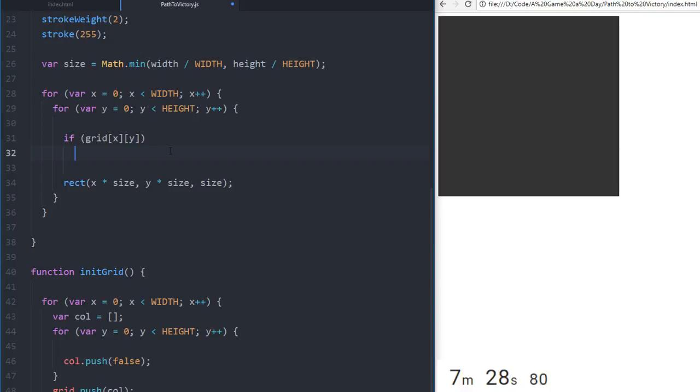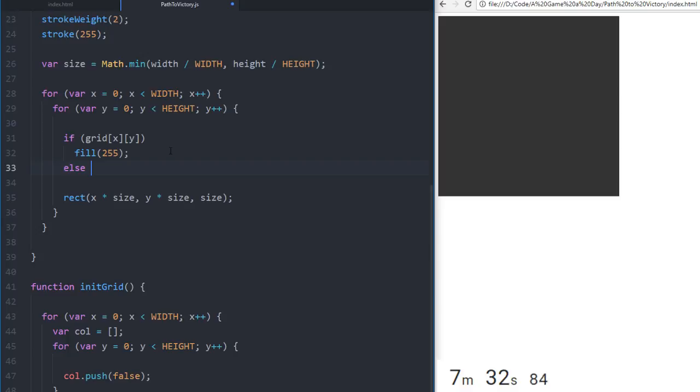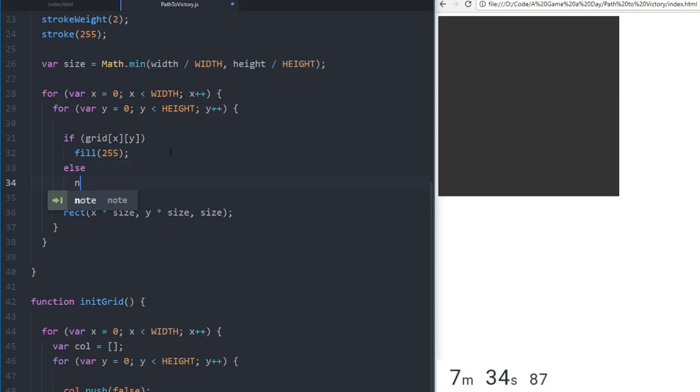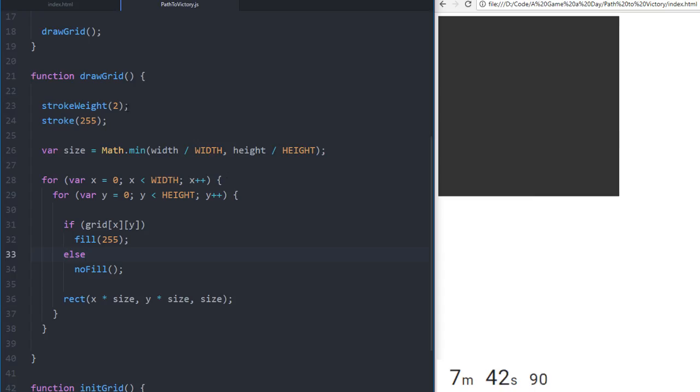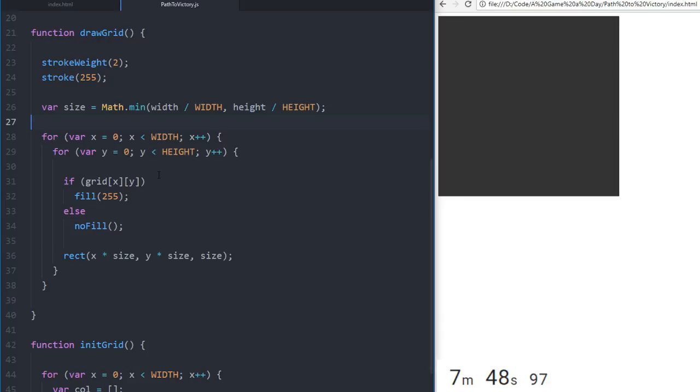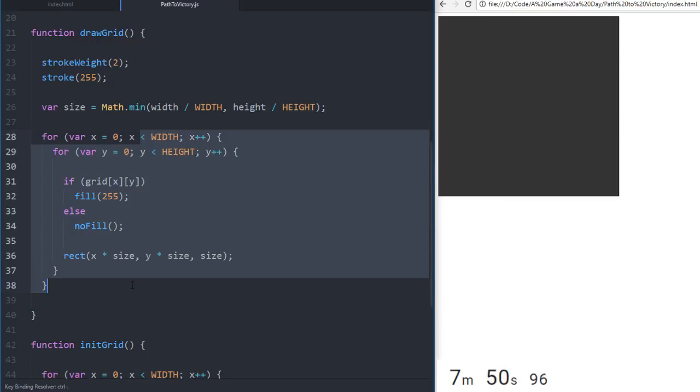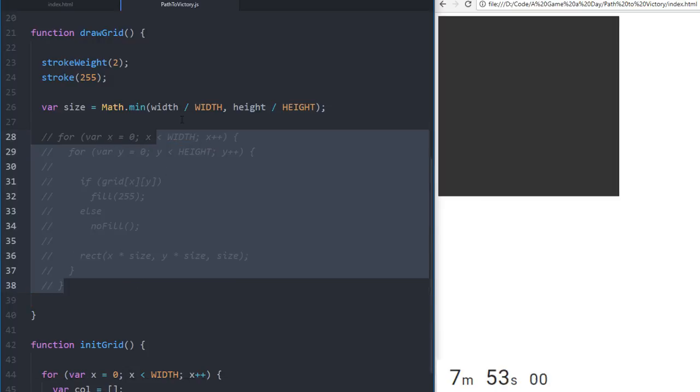So if it's true, then we say fill 255, else no fill. So let's try this. Nope. Stroke weight 2, stroke 255. Maybe it's because we are doing it incorrectly. Let's comment this out. Didn't mean to do that.